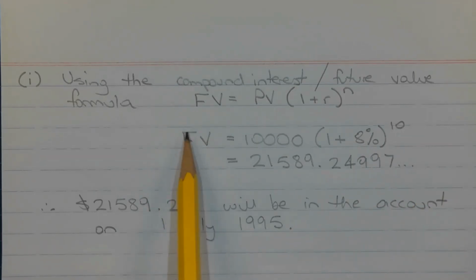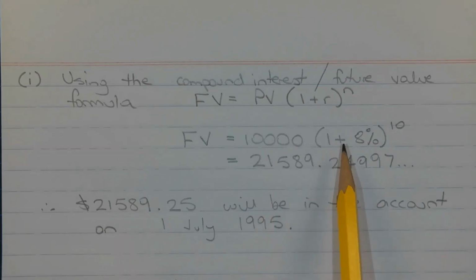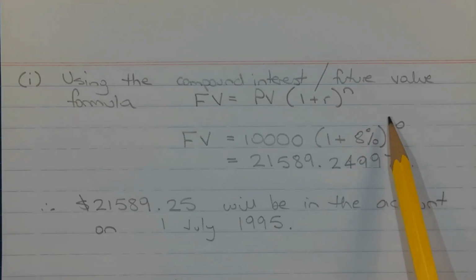So the future value, or the amount in the account after 10 years, is equal to 10,000 times 1 plus 8%, or 1.08 as a decimal, to the power of 10, which evaluates to 21,589.24997 and so on. But we need to round that to 2 decimal places because it represents a money amount. So therefore, $21,589.25 will be in the account on 1 July 1995.